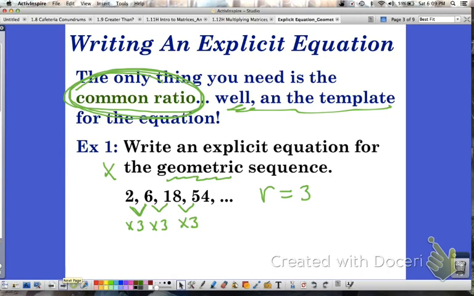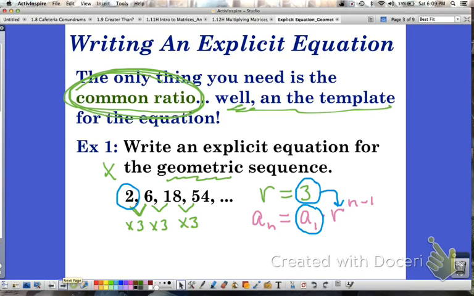Now, the equation itself looks like this, the template for the equation. A sub n is equal to the first number in the list times the common ratio raised to the n minus 1 power. Now all you're going to be substituting for this problem is your common ratio. The common ratio, 3, is going to go in place of r, and the a sub 1 is going to be replaced by the first number in the list. And then everything else stays just like it is.